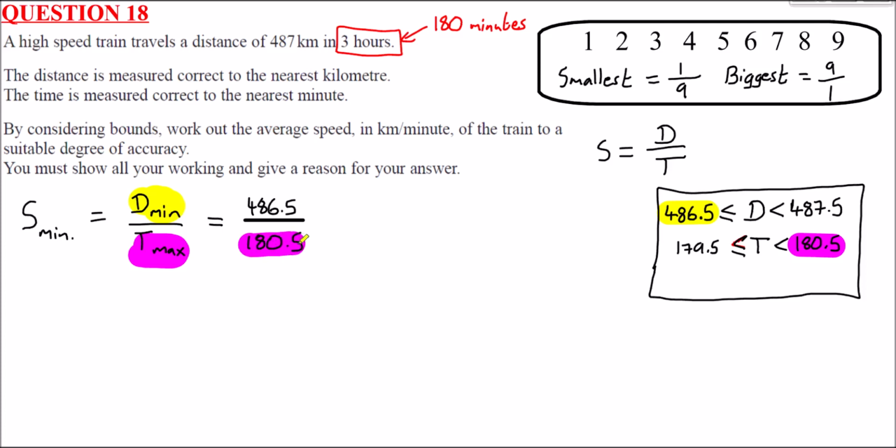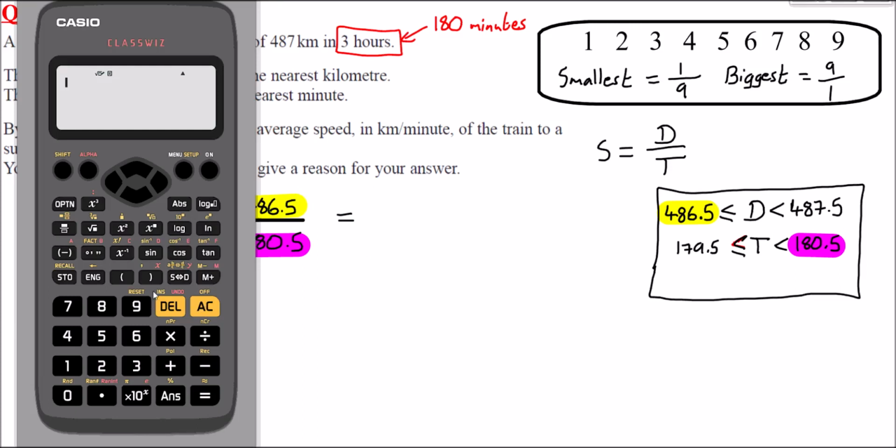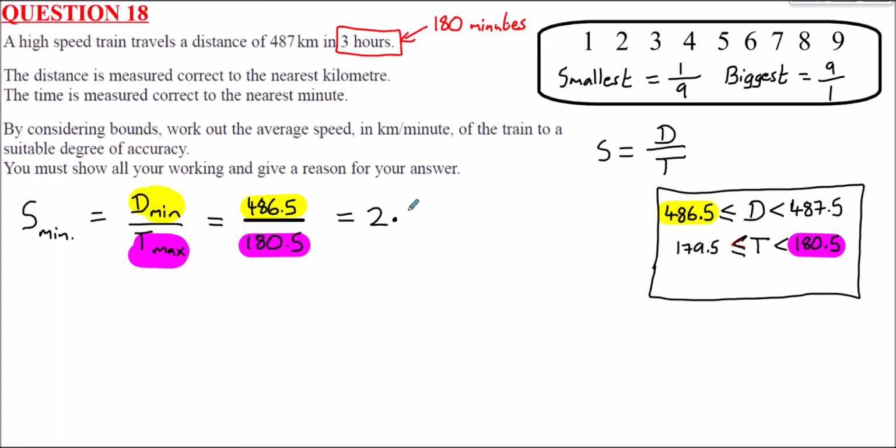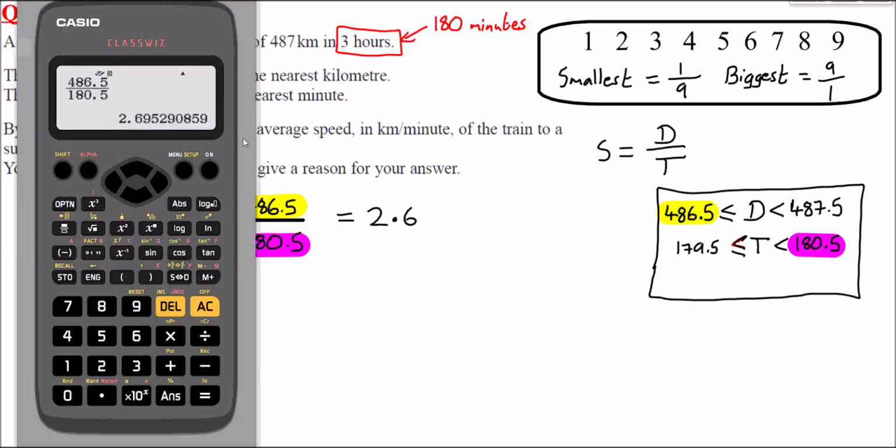So, all we need to do now is to calculate this. So, 486.5 divided by 180.5. So let's work this out now. 486.5 divided by 180.5 and give this to enough decimal places to be happy with. So I'm going to call this 2.69529.